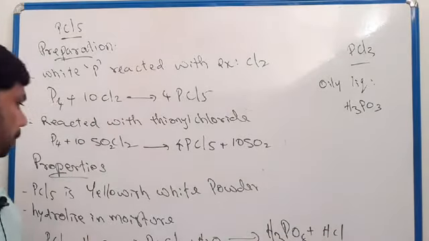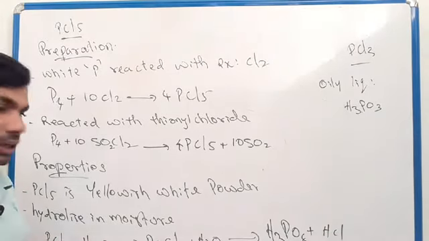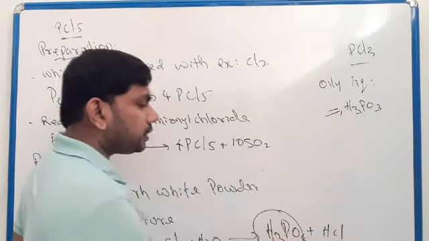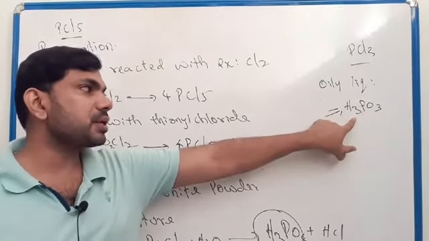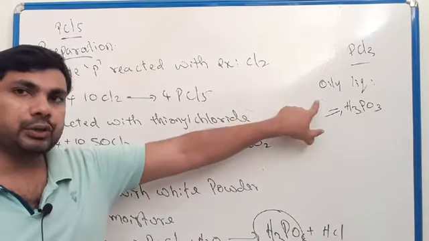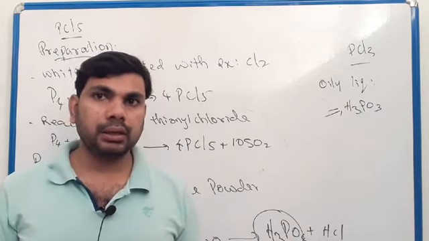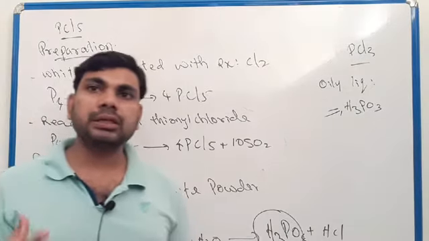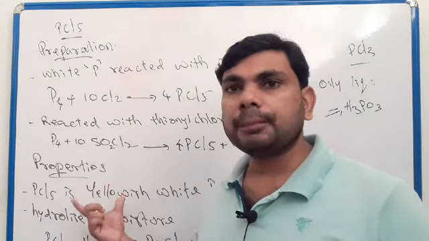But PCl5 will hydrolyze in moisture and it produces, instead of the previous H3PO3, now H3PO4, phosphoric acid. This is phosphorus acid, this is phosphoric acid. Clear? And this is an oily liquid, and this PCl5 is a yellowish white powder. So these are the points we have to understand: two methods to prepare PCl5, and also two properties of PCl5.